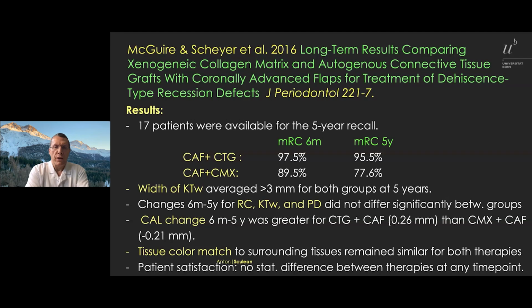However, we have to point out that the collagen matrix has lost some of the coverage after 5 years, and you can see the numbers: 95%, 96% root coverage, mean root coverage after 5 years with the control, that means with autogenous tissue, versus roughly 78% with the collagen matrix. However, when you measure it, it is very difficult to make the difference between 90 and 80 or 95% and 80%. However, the tissue color match to surrounding tissues was very similar for both groups.